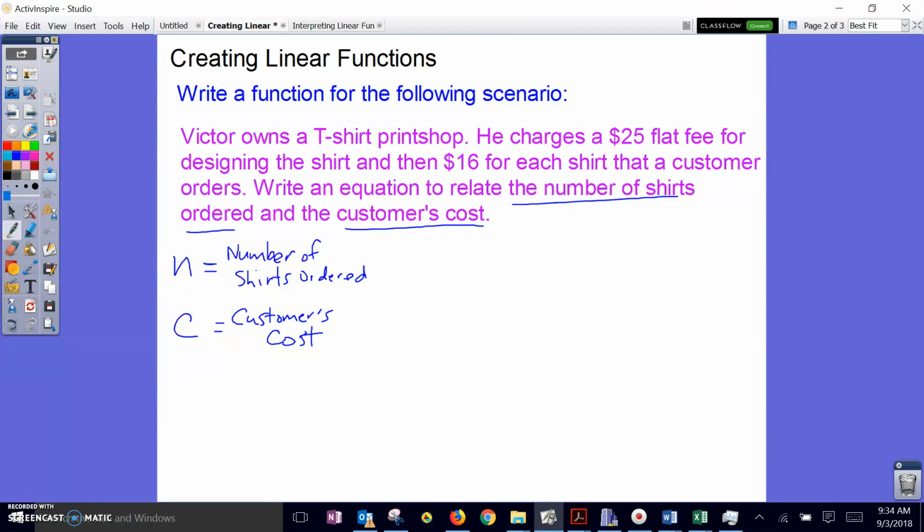Sounds good to me. Alright, now, once we've identified these 2 variables, we need to decide which one is the dependent variable and which one is the independent variable. Does the number of shirts ordered depend on the cost, or does the cost depend on the number of shirts ordered? If you think about that for a minute, you'll probably realize that the cost here is the dependent variable. It depends on how many shirts are ordered. So the number of shirts is the independent variable.